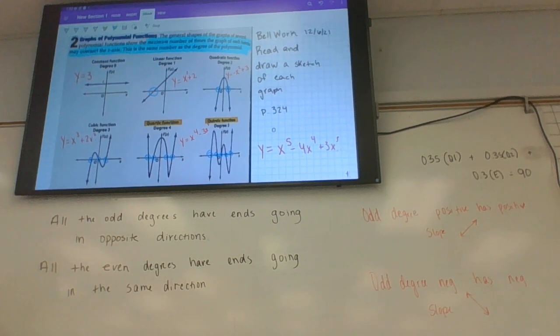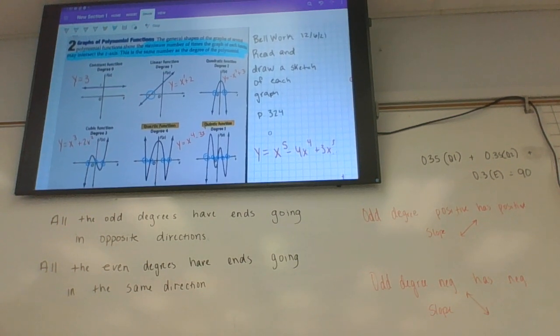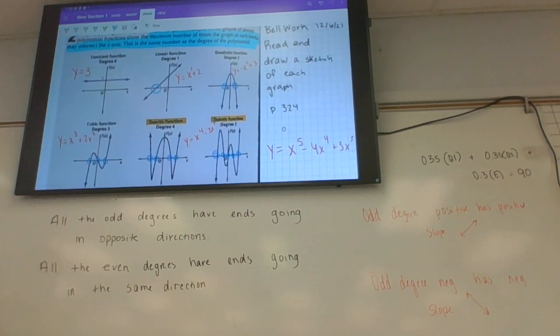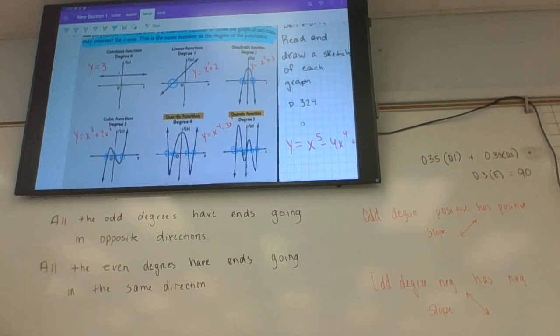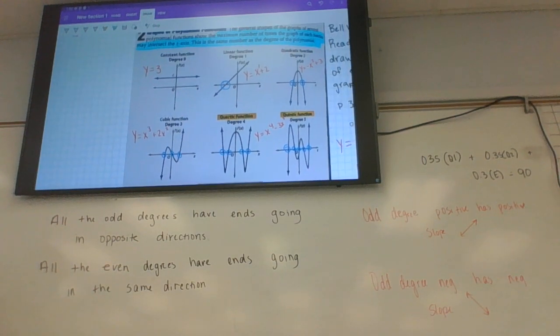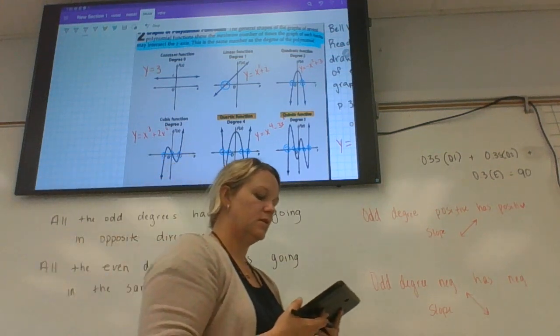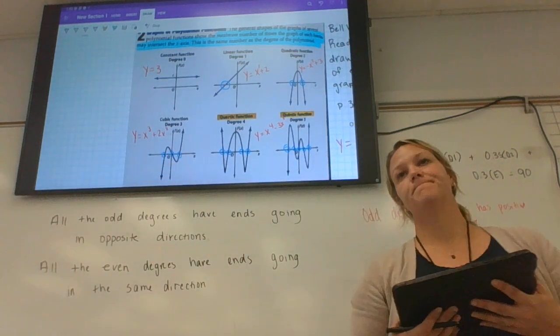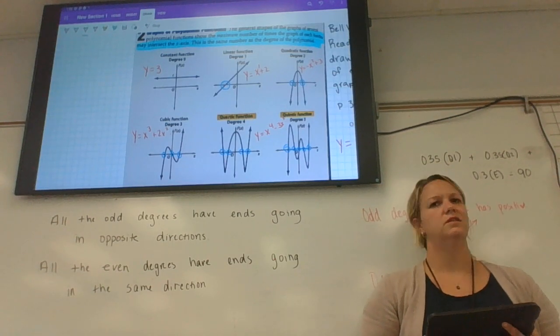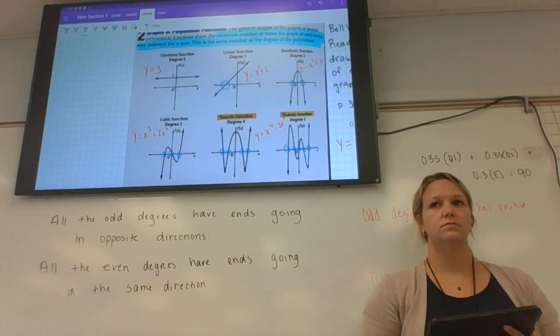Alright, can anybody make a statement about this? Can anybody put that in their own words? This pattern, this truth about graphs and equations. Anybody? Go ahead.